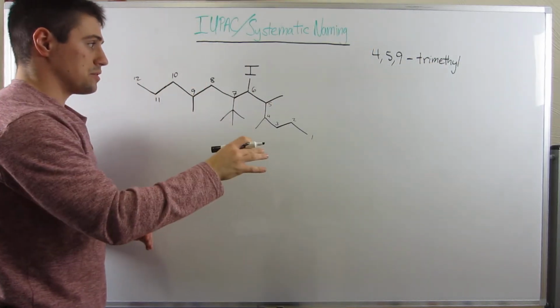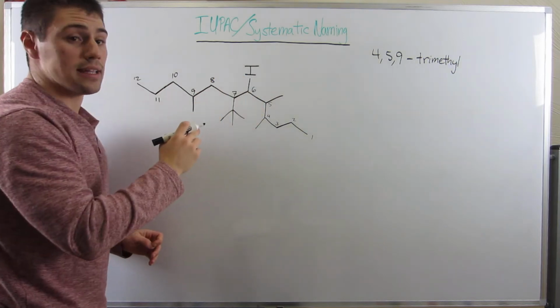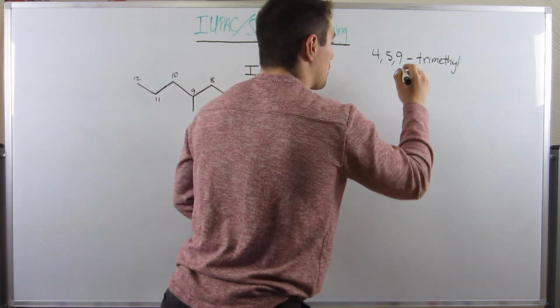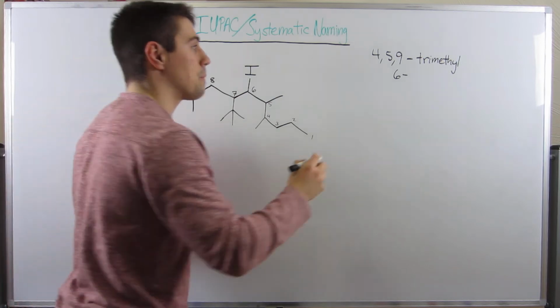So I've handled all the methyl groups. At 6, we have an iodine, but we're not going to say iodide or iodine, right? We're going to say iodo.